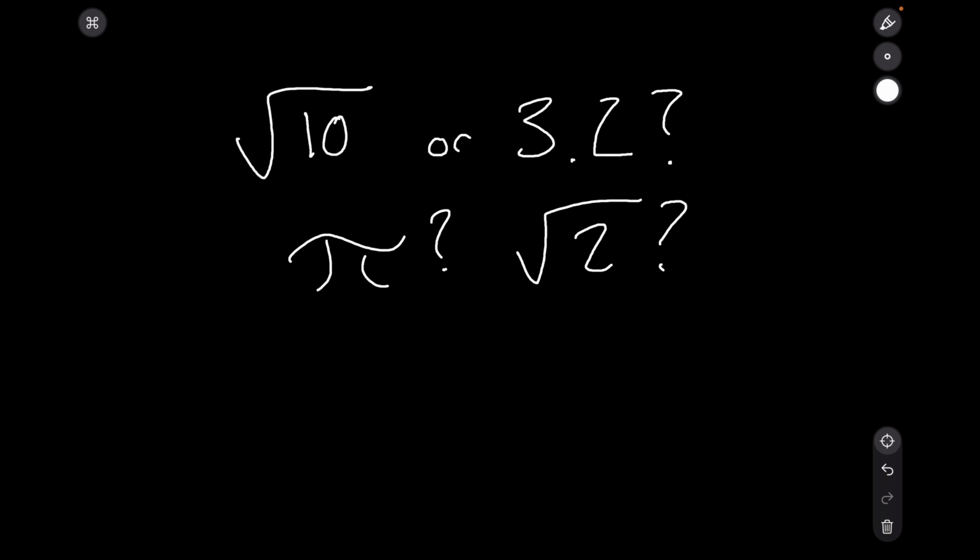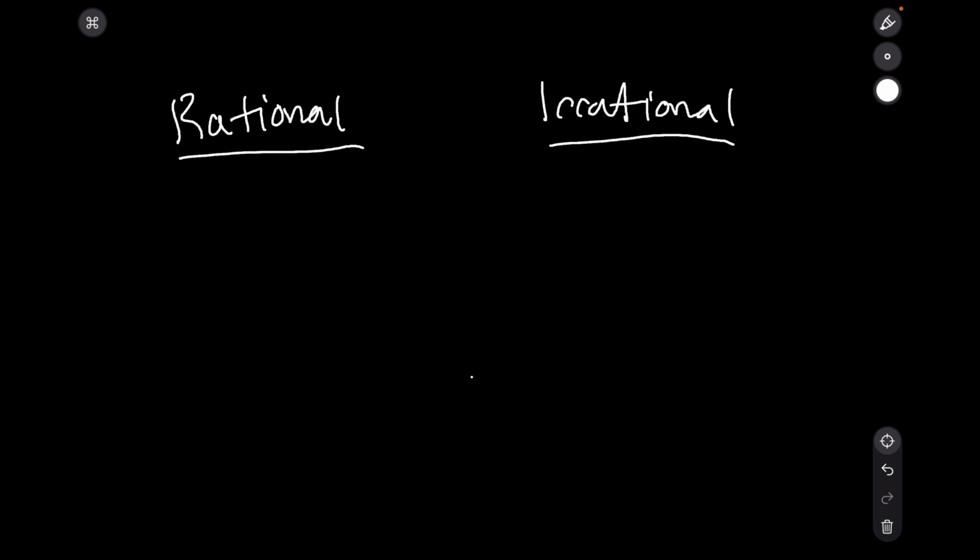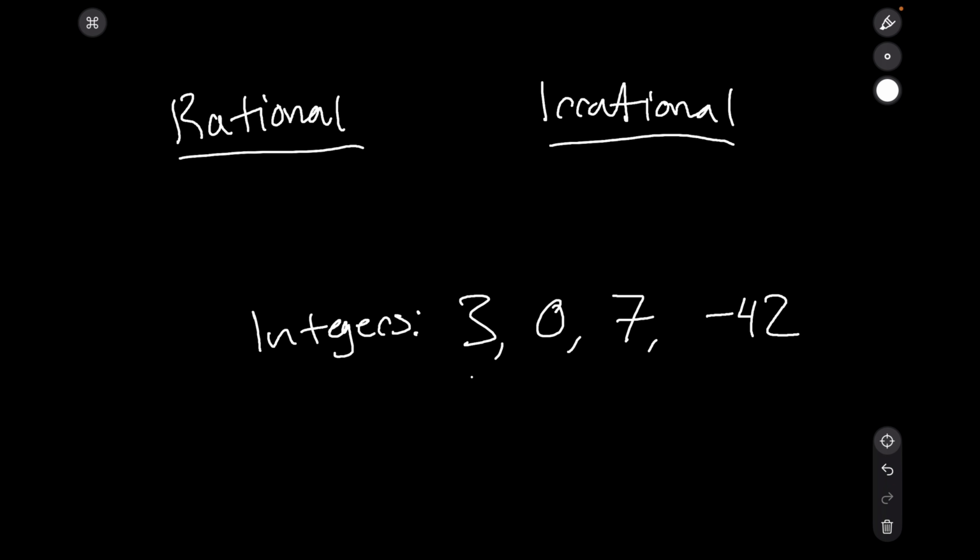So what are irrational numbers? Rational versus irrational. A rational number is any number that can be written as a ratio of two integers. Now, if that sounded fancy, don't worry. An integer is just a whole number, positive, negative, or 0. So here are some examples of integers. 3, 0, 7, negative 42. Those are all integers.